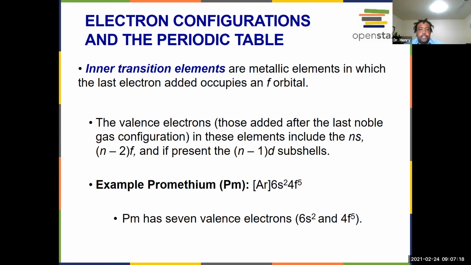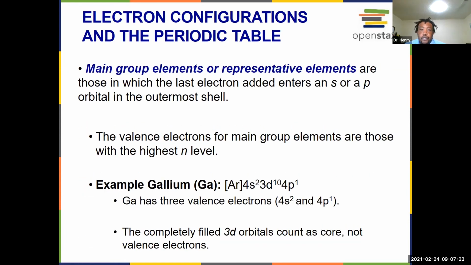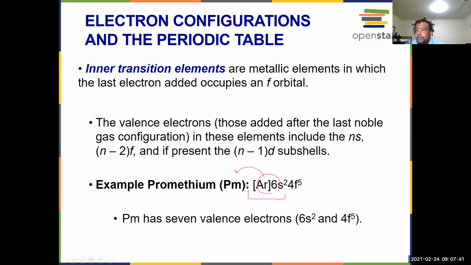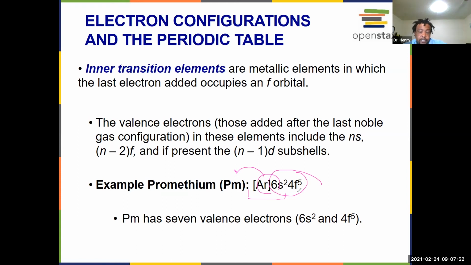Okay, so do you see the distinction between when we're talking about the 3d here, where the 3d is considered to be completely full? So then that's part of our core. It's considered to be part of the core, and you only had 3 valence electrons to work with, compared to here, we have 7 valence electrons to work with. Because neither of these, well, this is the outer shell, and this inner part isn't completely full. Okay? Are you with me, Selena?